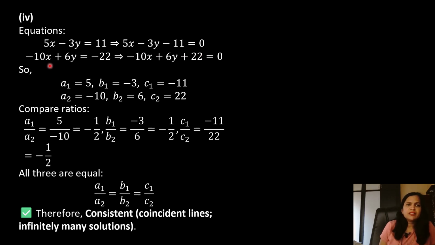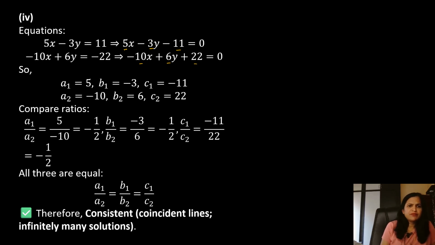Second one is minus 10x plus 6y equal to minus 22. That's why minus 10x plus 6y. Here it is minus 22. When it comes on the opposite side of the equal to sign, it becomes positive, equal to 0. Now from these two equations, we find a1, b1, c1: a1 equal to 5, b1 equal to minus 3, c1 equal to minus 11. Then a2 equal to minus 10, b2 equal to plus 6, c2 equal to plus 22.